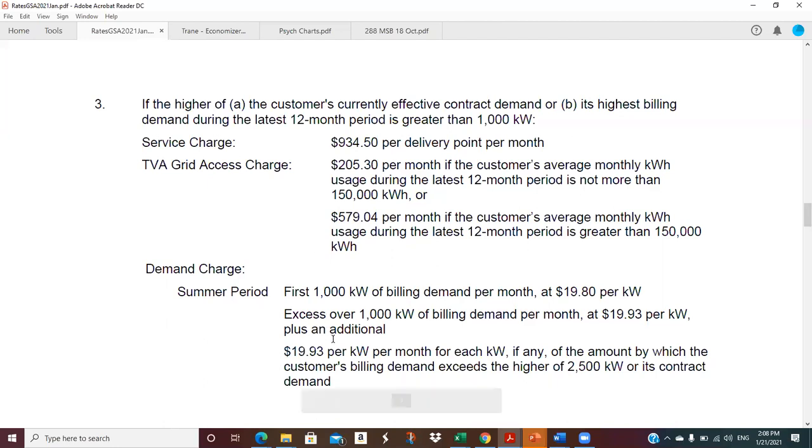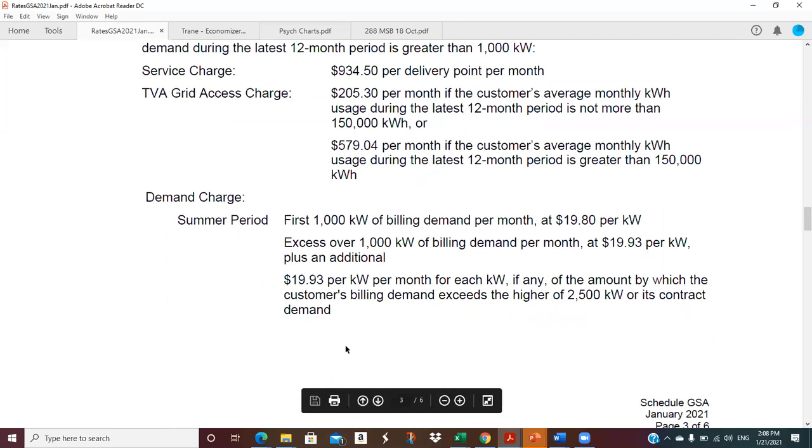Okay, demand charge. Summer period. And there's notes below that define, I mean, this is kind of a legal document, so most of the definitions are in here. The language may be something that you're not used to reading, so you have to think about it a little bit, but the definitions are in here.